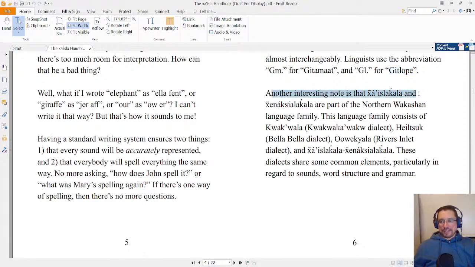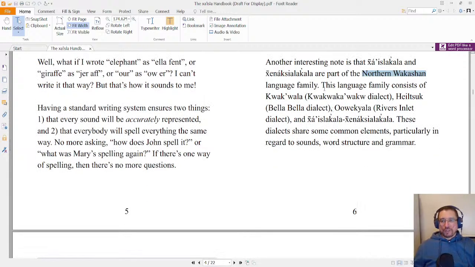Another interesting note is that xa'isla and xa'isla are part of the North Wakashan language family. So again, Wakashan is the pronunciation of this language family. There's a Northern Wakashan language family and a Southern Wakashan. So there's North Wakashan and South Wakashan. So the North Wakashan language family consists of Kwakwala, which is the Kwakwakwak dialect. There's also xa'isla, which is the Bala dialect, and Oikyala, and that is the Rivers Inlet dialect. And then there's xa'isla and xa'isla.